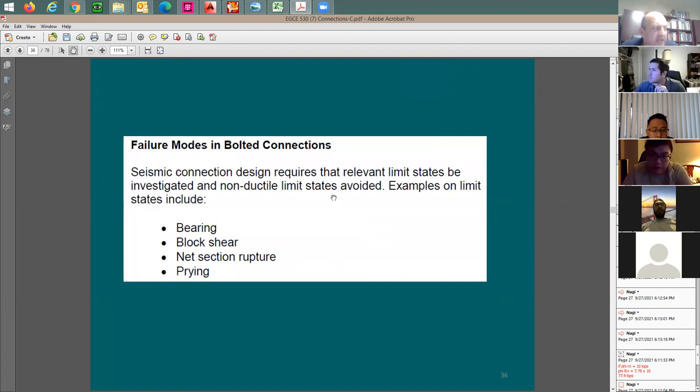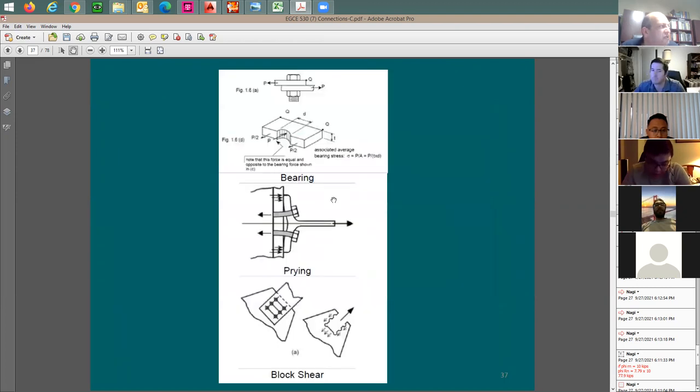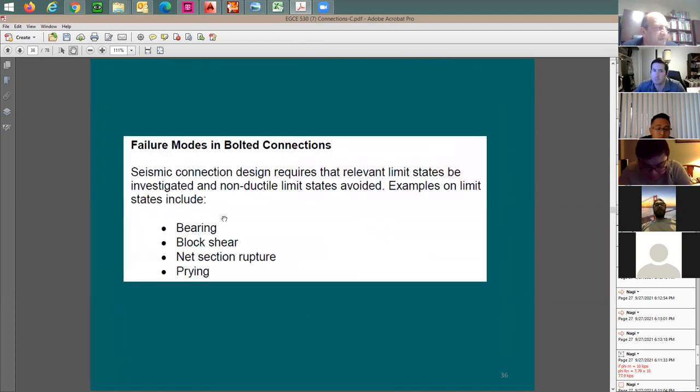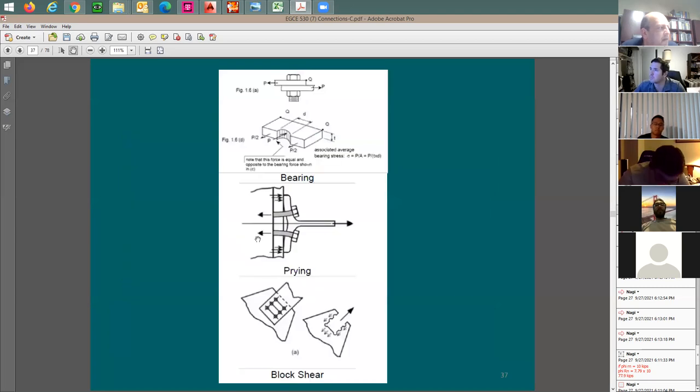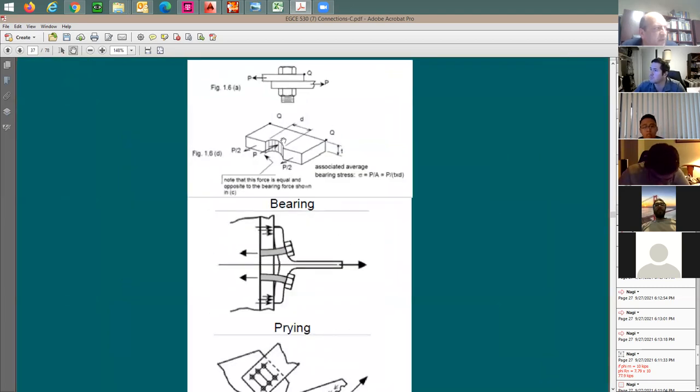Now, think about any beam connection. I'd like to show you some of the failure modes. This failure here, when it comes to the bolt itself, is given by bearing. As you see, you have bearing on the bolt and bearing on the plate, and failure happens in bearing. So we call this bearing failure.